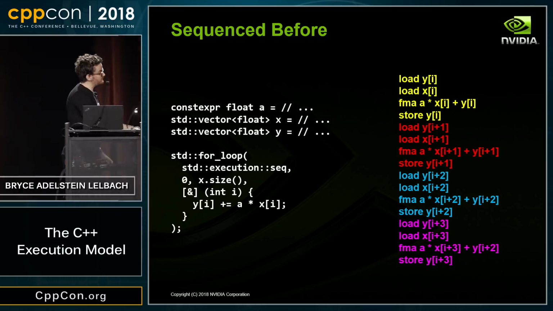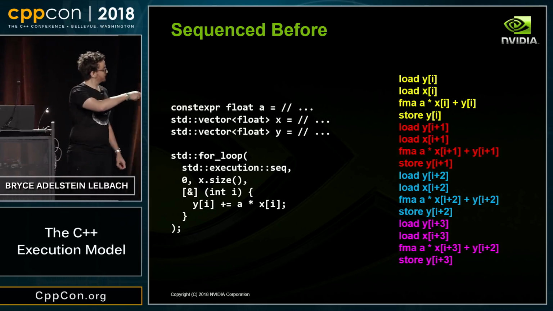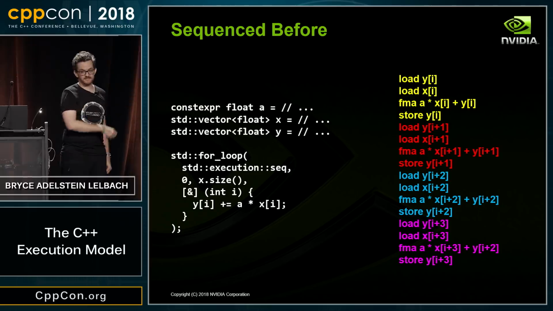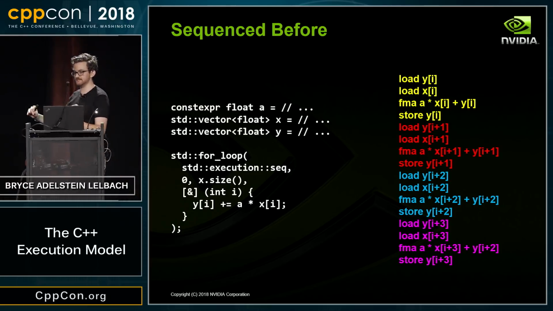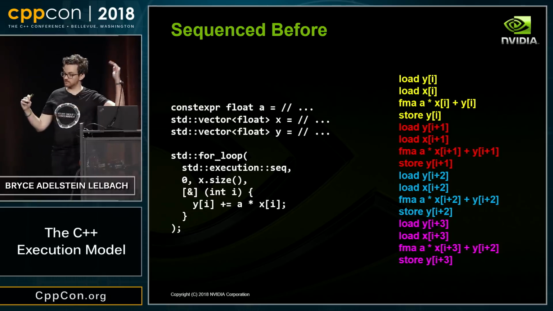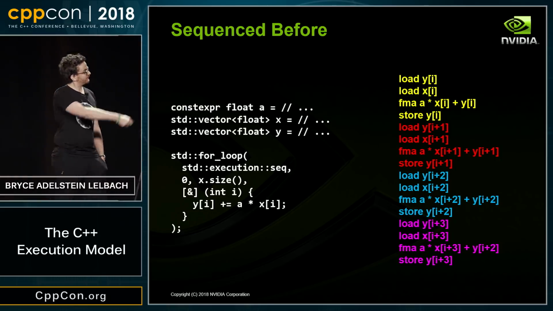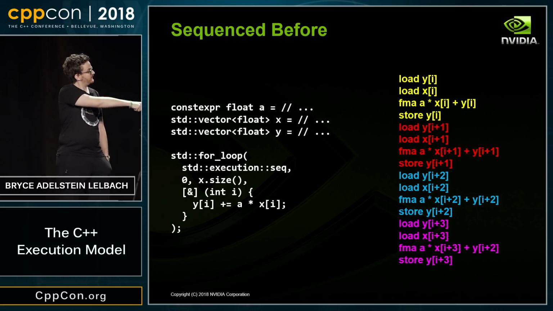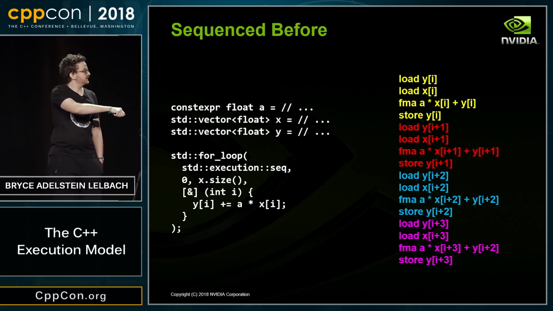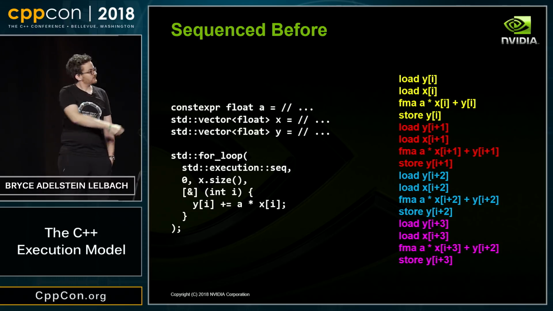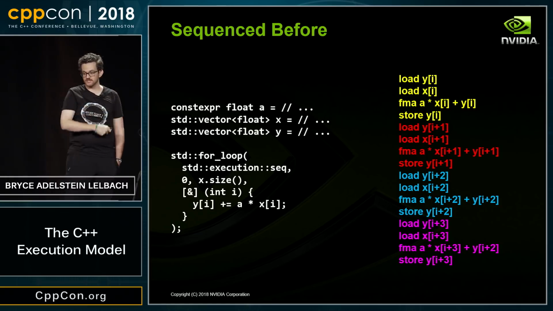So I'm also using the parallel overload of for loop, but I'm calling it with the sequenced execution policy, which says, I don't want this to be parallelized. I want you to do this in sequenced order. If we were to think about 4 iterations of this loop, you can think about this operation here, y plus equals a times x, as consisting of 4 steps. You load y, you load x, assume a is some constant here. Then you do a fused multiply add of a times x plus y, and then you store the result to y. So each one of these colors here is the steps from one iteration.